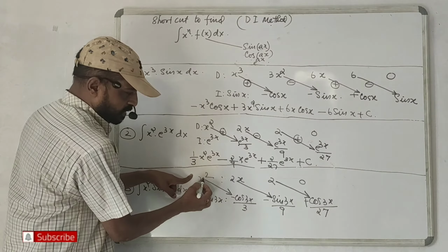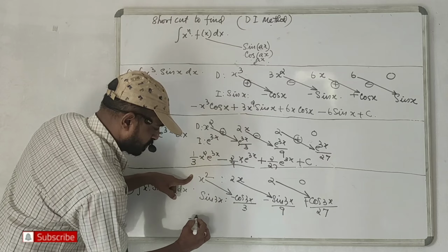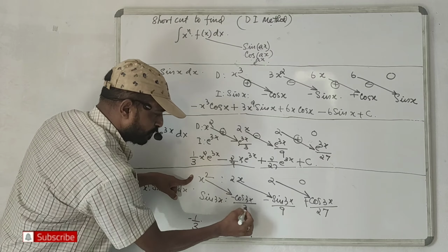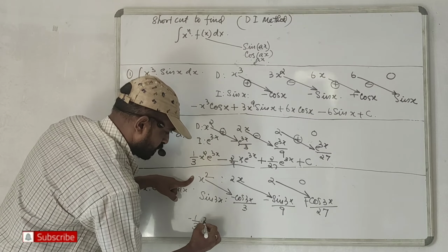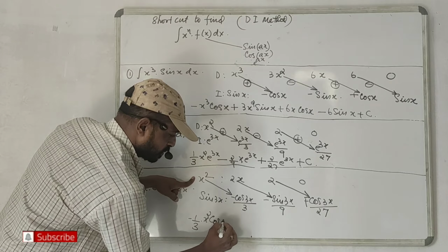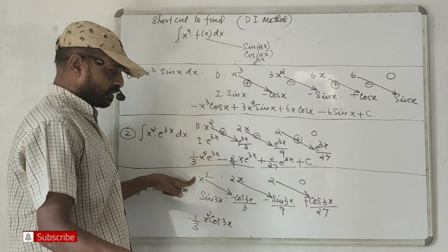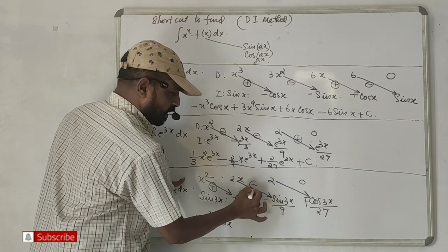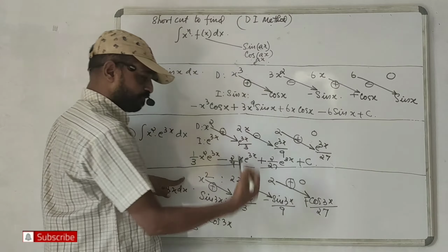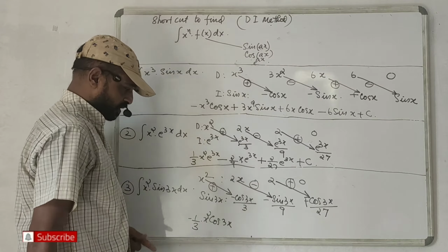So here we have x square into minus cos 3x by 3. So minus 1 by 3 is the constant. So minus 1 by 3 into x square cos 3x. You write the constant term first. So this term is positive, this is negative, and this is positive. So here we have minus 1 by 3 x square cos 3x.